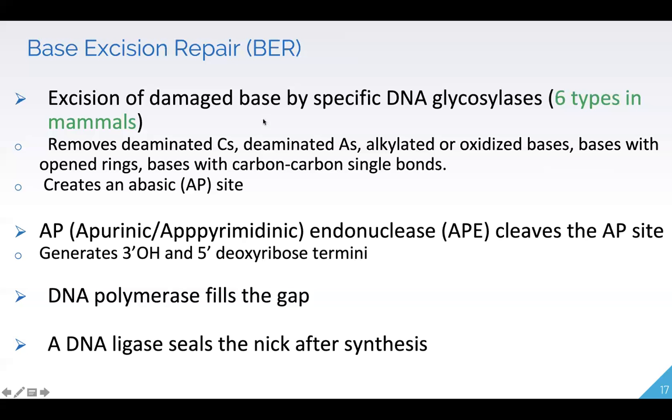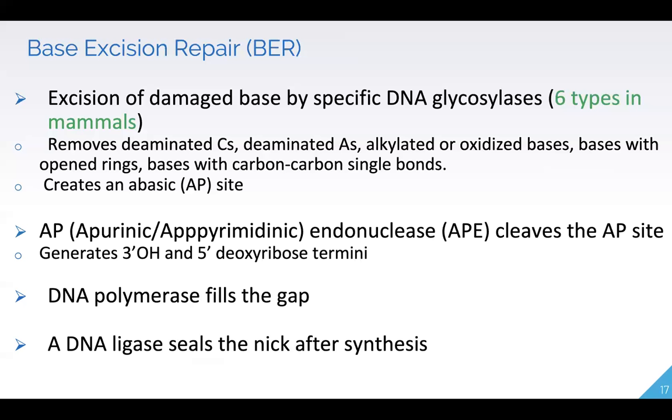So let's just go over it one more time. A lesion is recognized by the DNA glycosylase during this flipping or base flipping mechanism. They recognize all these different kinds of lesions. There are 6 types of them. They would remove the base. They will make an incision in one of the strands, and that incision will be filled by a polymerase, and then the 2 ends of the separate strand will be ligated together through the activity of DNA ligase.